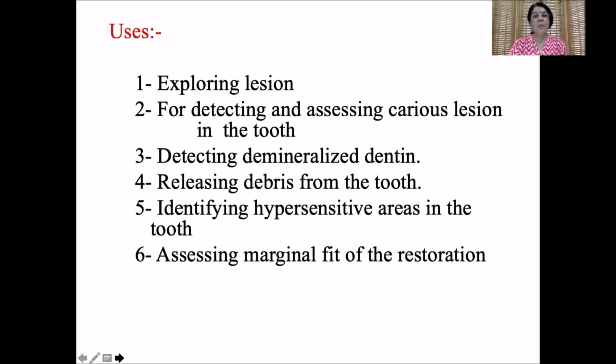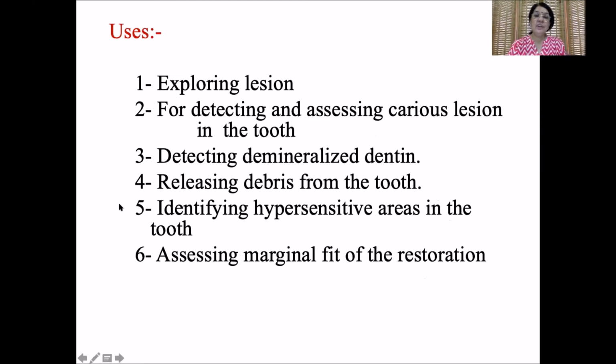So, where are the probes used? They are used to explore the lesion. If you have caries, you want to know whether it is a deep caries, to which surface it is extending, whether it is soft type of caries or hard caries, everything the probe will tell you. Because your fingertips cannot touch that area. There has to be some extension which will reach the area. So the instruments are important for that.